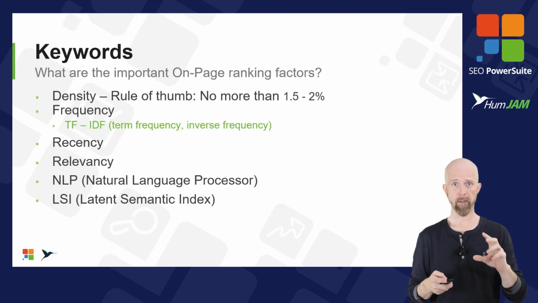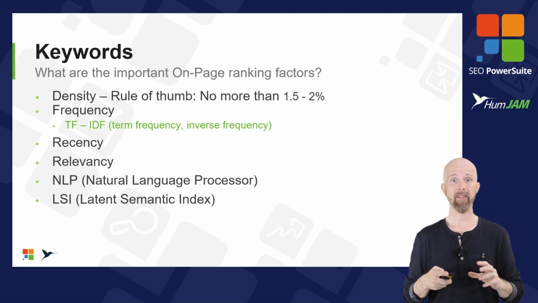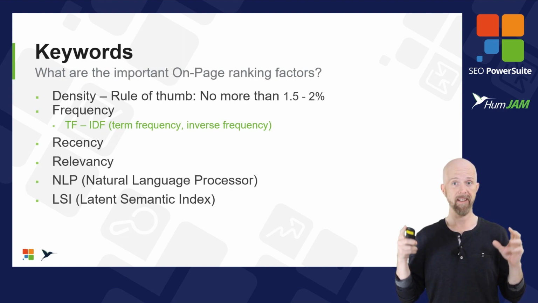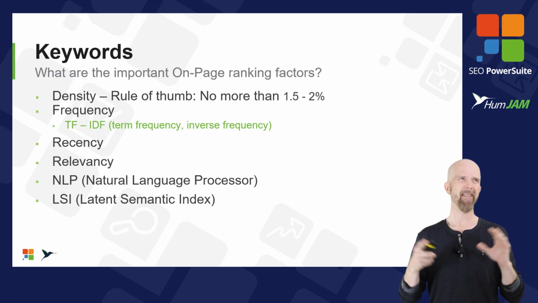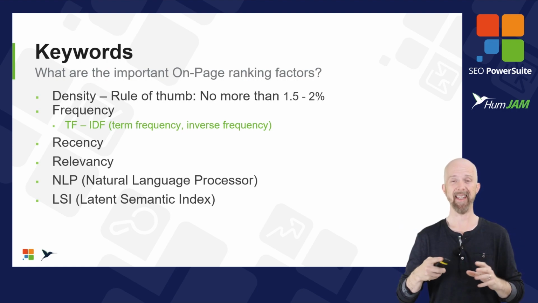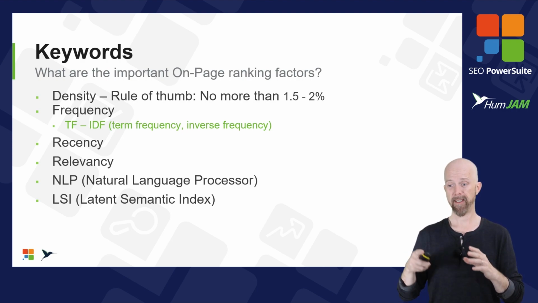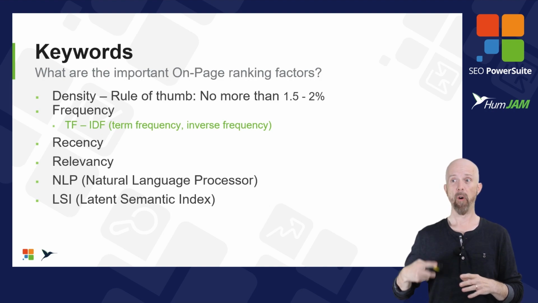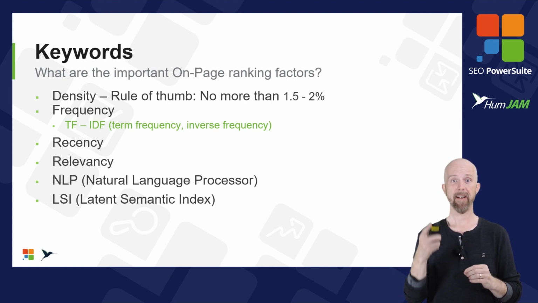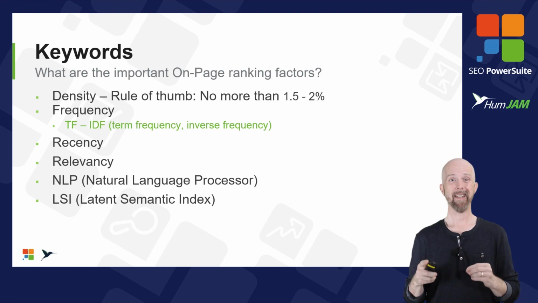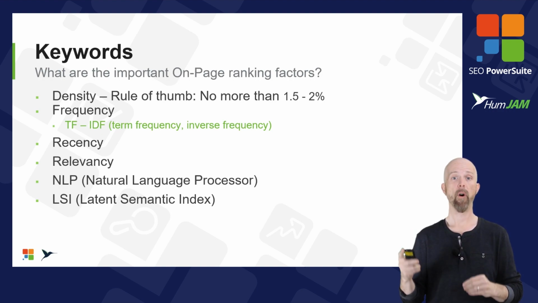Now, keywords. That's kind of the main deal here. What's the density? Now, people are like, I don't like density, write natural, that kind of thing. But here's the rule of thumb: no more than 2%. Remember those algorithms that slap for overstuffing keywords or any of that kind of stuff? That's why you want to stick around this 1.5 to 2%. You don't want to go over that.